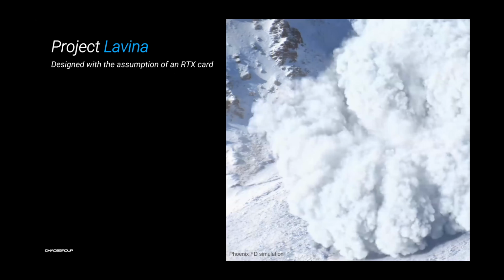So in case you're wondering, the word Lavina is actually Bulgarian for avalanche, because we thought this was a groundbreaking technology that would really usher in new possibilities. Our goal, of course, was that real-time meant real-time. We'd be going over 24 frames a second, and we'd be doing it entirely with ray tracing, no rasterization whatsoever.